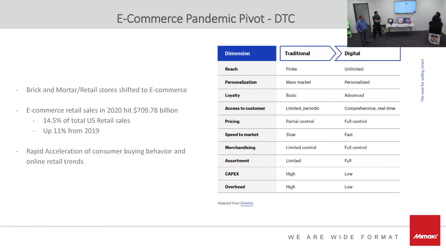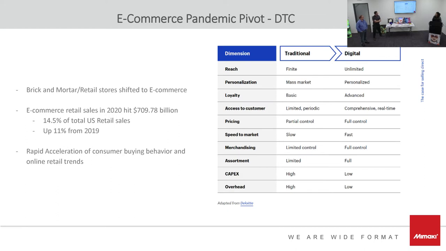So here we have the e-commerce pandemic pivot. This is our direct-to-consumer model. Within the last year, we have seen a huge growth in the e-commerce market. This is where a lot of brick and mortar stores have shifted a lot of their business online. We see that e-commerce retail sales hit $709 billion in 2020, and 14.5% of those sales were U.S. retail, which was up 11% from 2019.